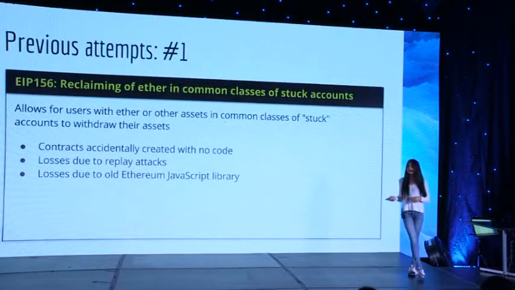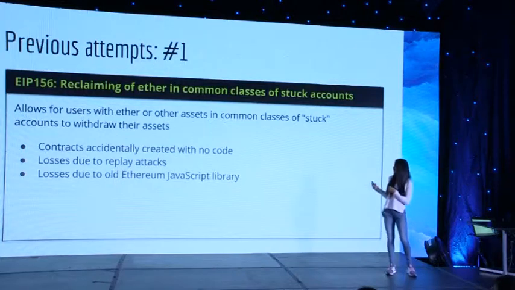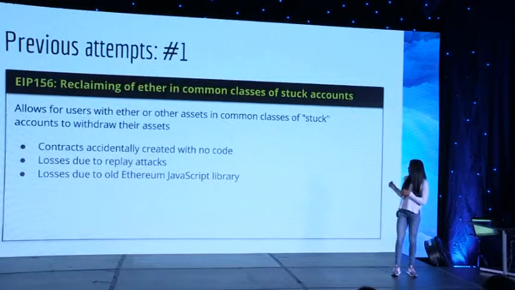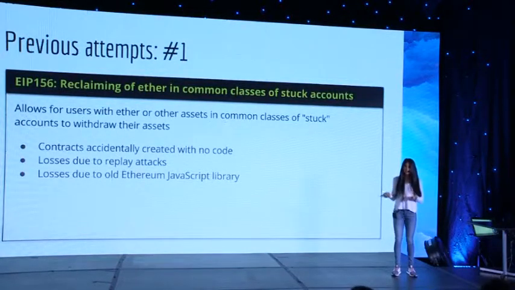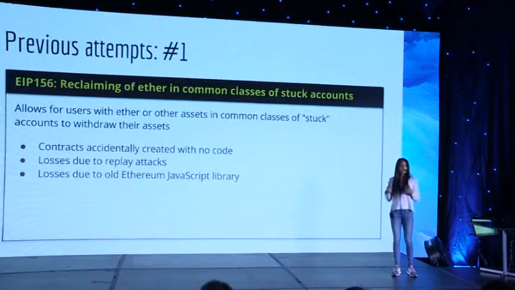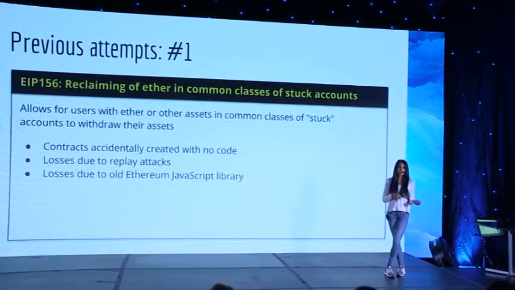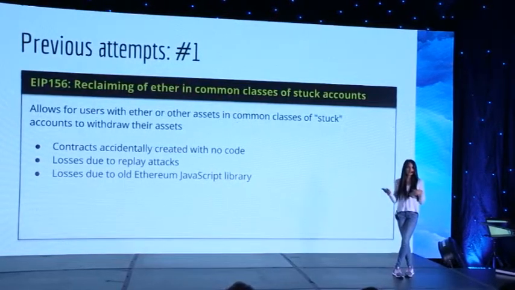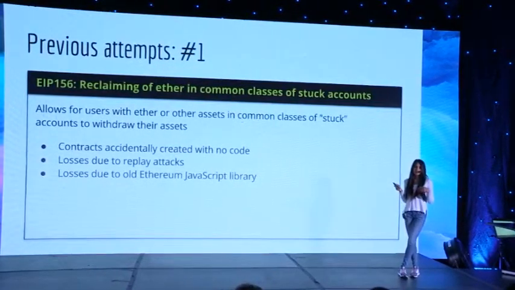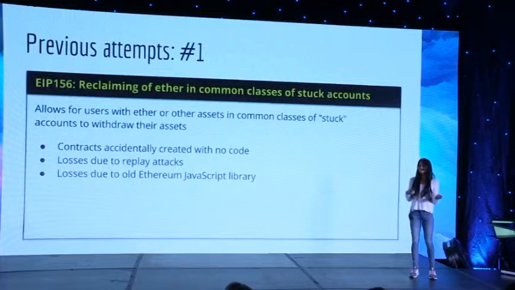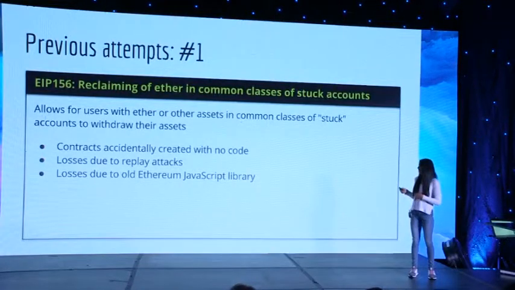The idea here was to allow users with Ether or any other assets in common classes of stuck accounts to withdraw those assets. These were things like contracts that were accidentally created with no code, or contracts where Ether was lost because of replay attacks. For example, the contract was created on ETC, but then the funds were sent from ETH, but the contract was not on ETH, and so people lost that ETH.